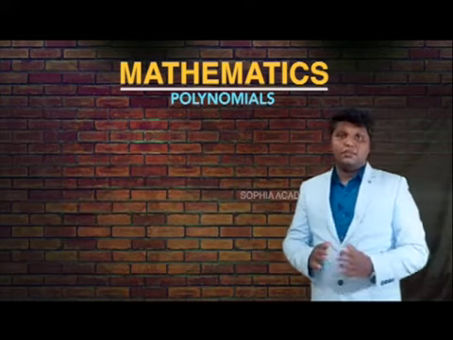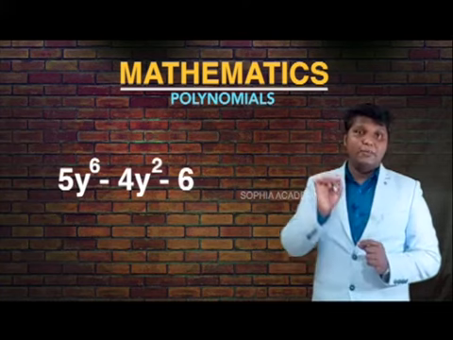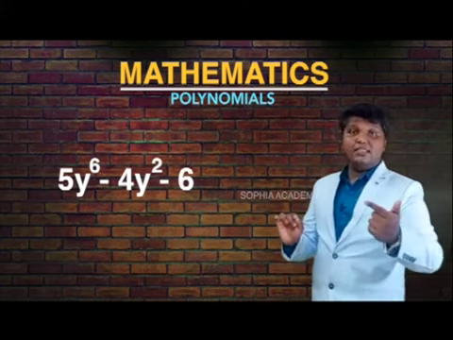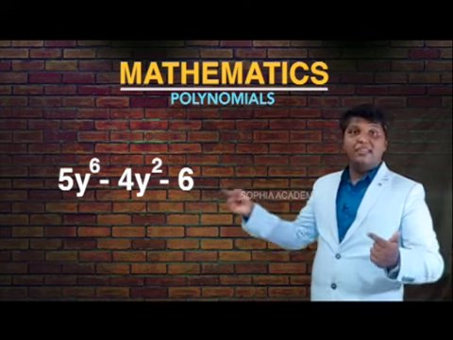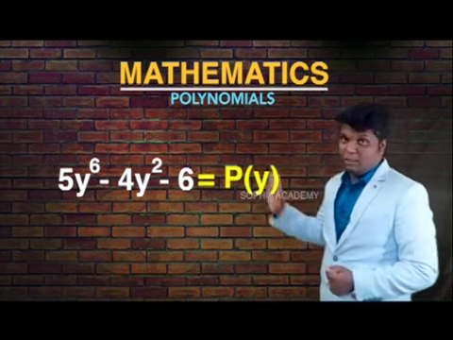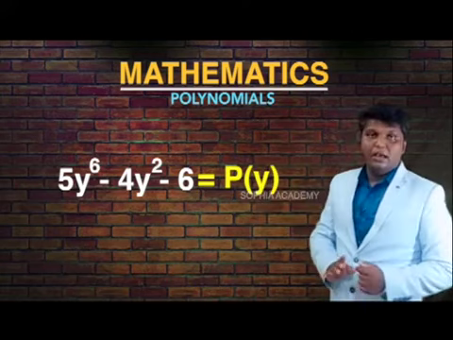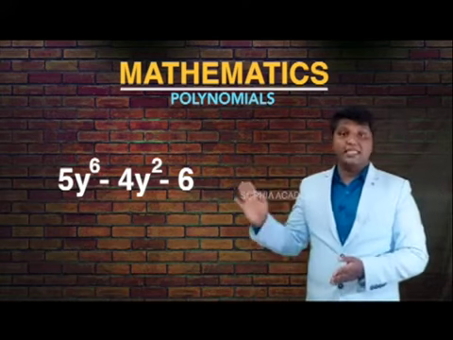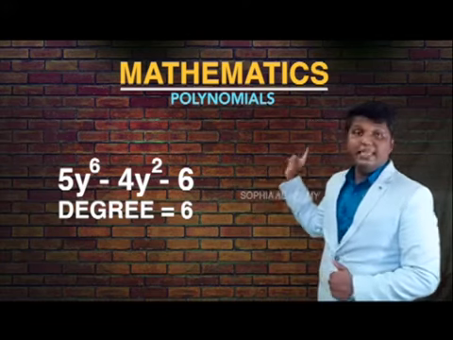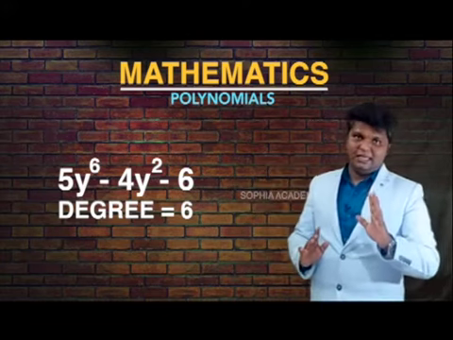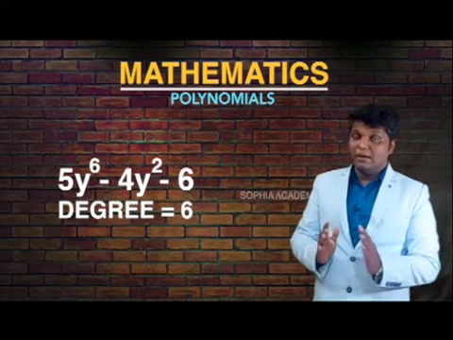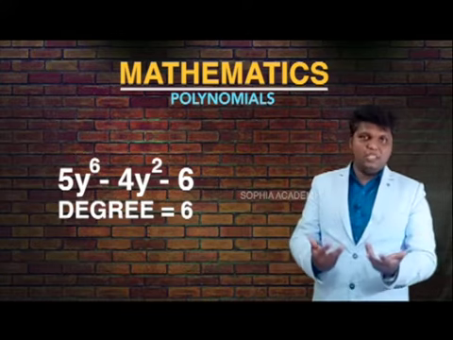One more example: 5y^6 - 4y^2 - 6. So y^6, y^2, then 6. This is a polynomial in y. So we will write p(y) is equal to, it is not p(x) because it's a polynomial in y. Now what is the highest power here? It is 6. So the degree of this polynomial is 6. So how do we understand the degree of a given polynomial? Just check what the highest power is.